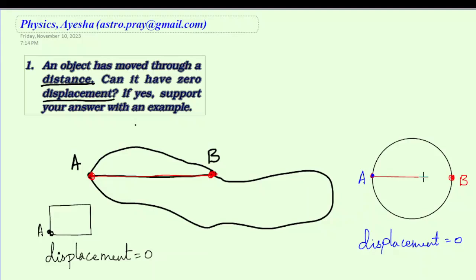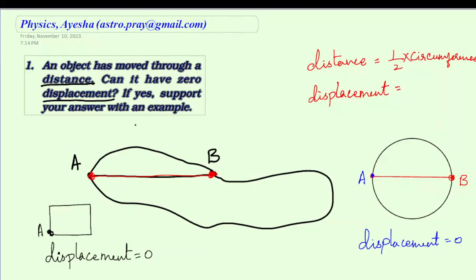Okay, let me answer your question. Distance here is equal to half of the circumference of the circle. Half into circumference. Then what is displacement? Right? I know most of you have guessed it right. The displacement is equal to the diameter of the circle. Alright, we have finished first question.